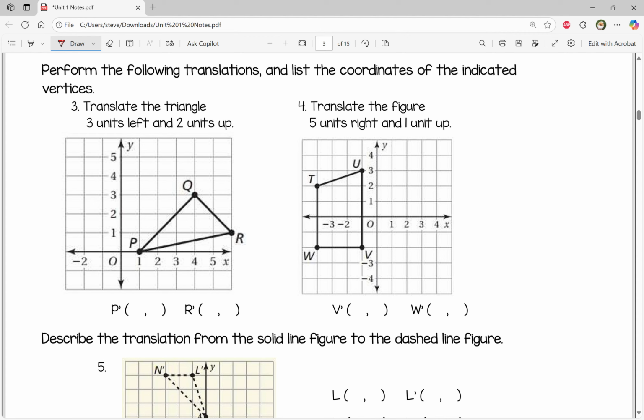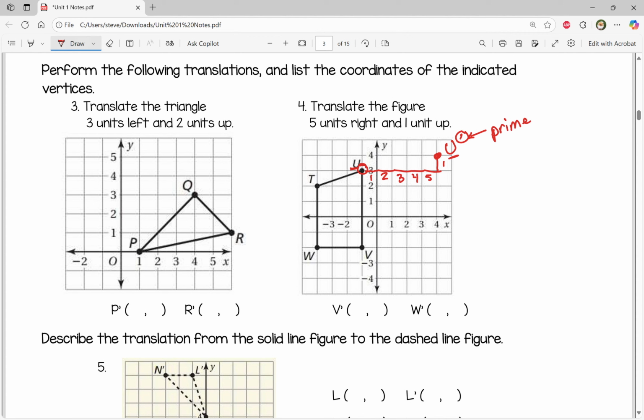Here it says on number 4 to translate the figure 5 units right and 1 unit up. So let's start at U here. According to the instructions, we're going to go 1, 2, 3, 4, 5 to the right, and then 1 unit up. I'll mark them here. And then this new point is just going to be marked as U prime. That apostrophe is important because it distinguishes between the original U and the new U we just created. That way it shows that this is the image, this is the new U.